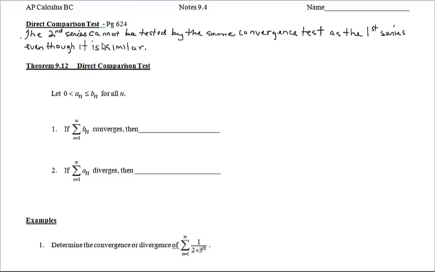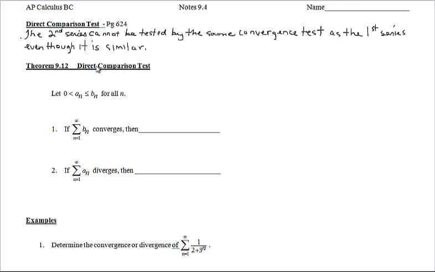So the last sentence in that paragraph says that of the 2 series that you can see side by side, the second series cannot be tested by the same convergence test as the first series, even though it is similar. All right, so let's take a look at this test for convergence or divergence.